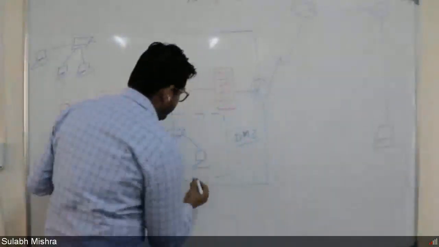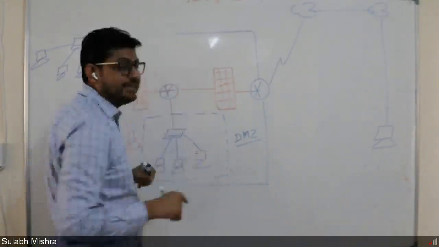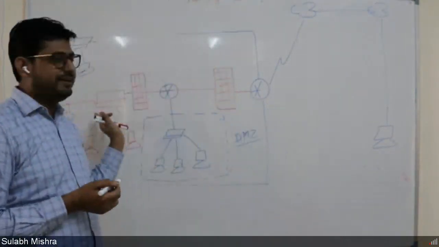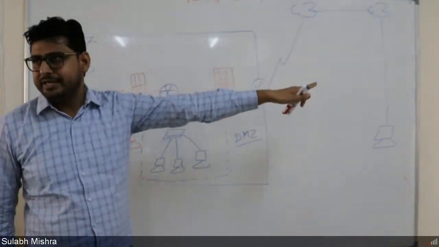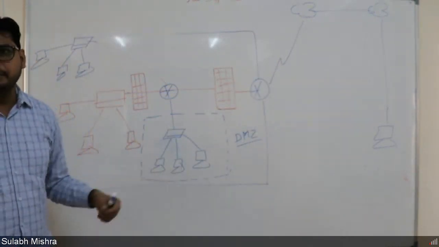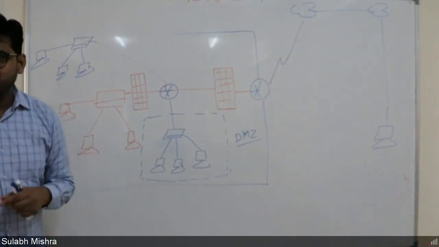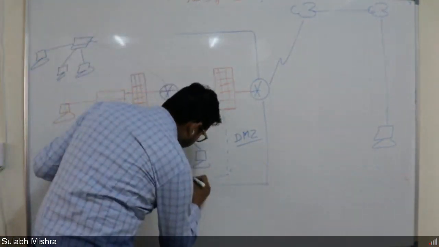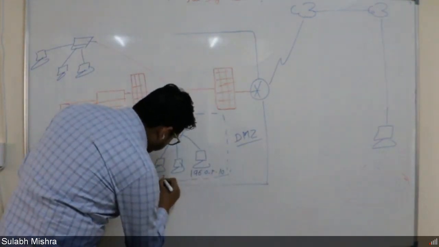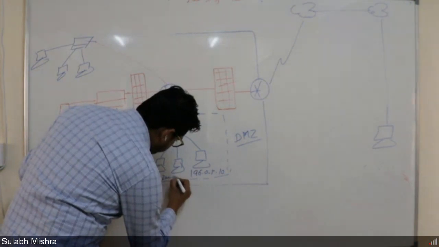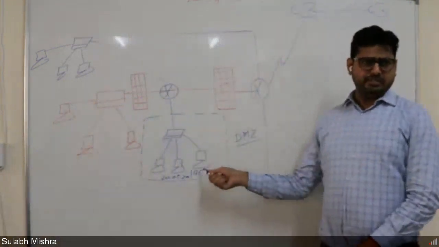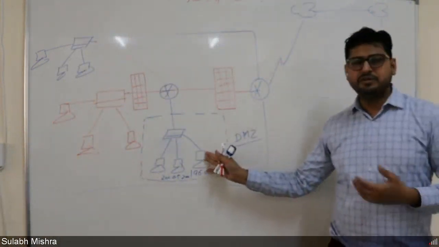In demilitarized zones, servers and applications have a static public IP. You understand public and private? Private is internal to your network. Public means it will be identified over the internet, right? So in this DMZ zone, the servers and applications will have public IPs. Let's say one computer will have 201.200.5.200, right? So we'll definitely have a public IP.